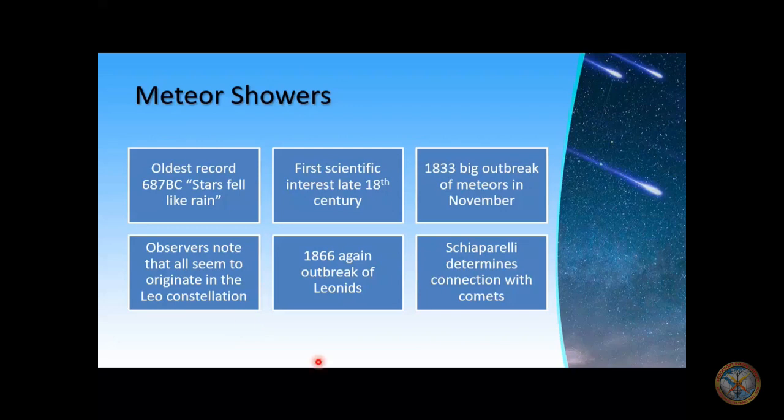And in this case it was the Leo constellation, hence the name Leonids. And then there was another outbreak in 1866 of the same shower, and with that Giovanni Schiaparelli, an Italian astronomer, compared the orbit of comets with the trail direction of the meteors, and he could show that there is a connection between meteors and comets.